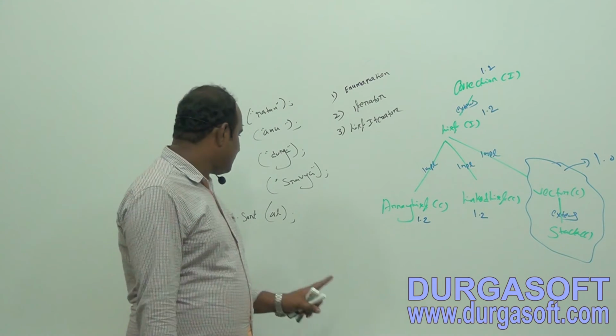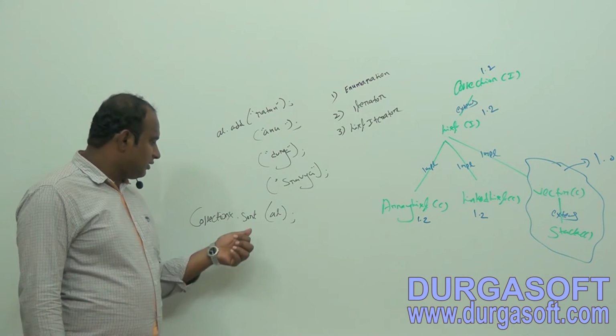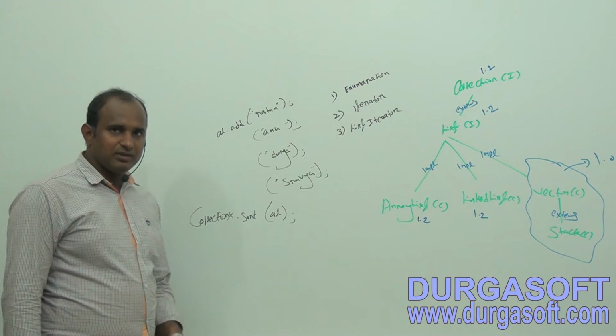So tell me, I am using Collections.sort. Tell me, is sort an instance method or a static method? Is the sort I used an instance method or a static method?